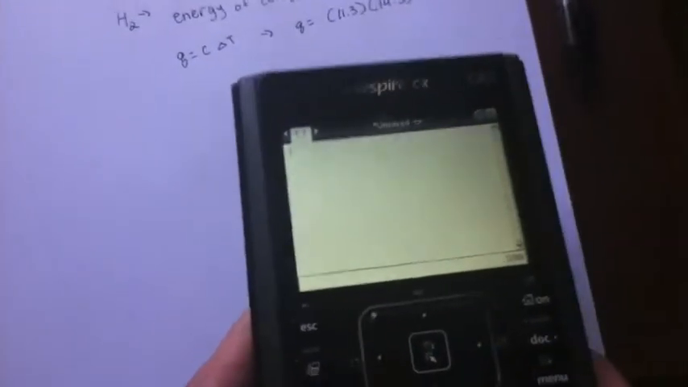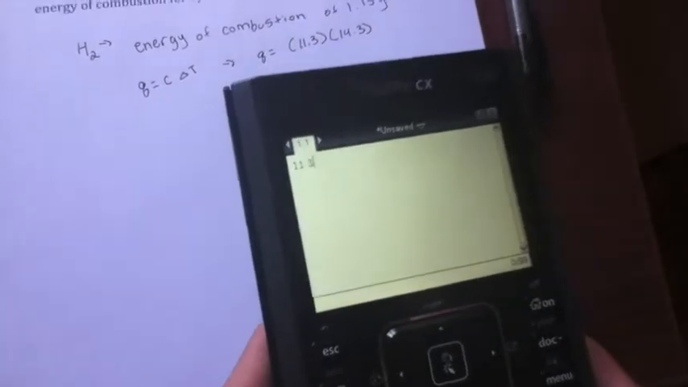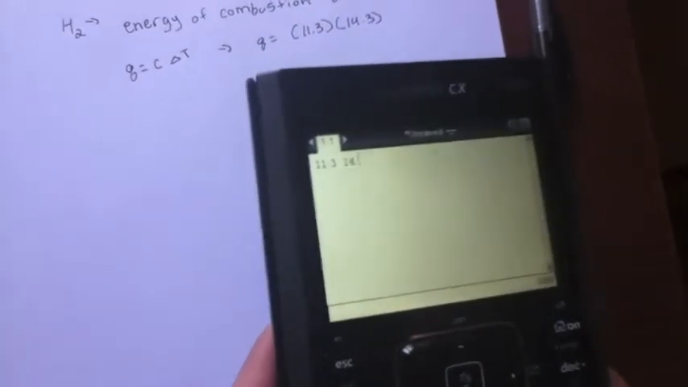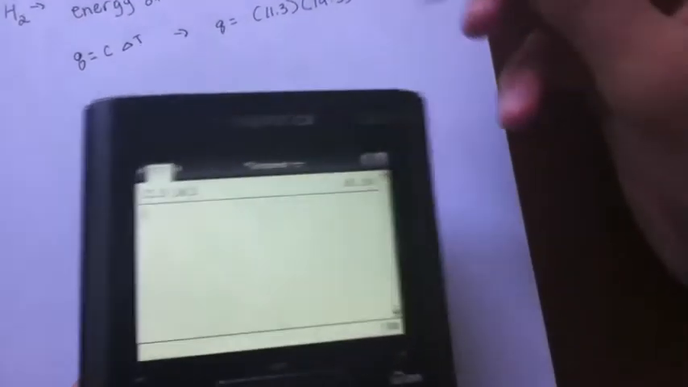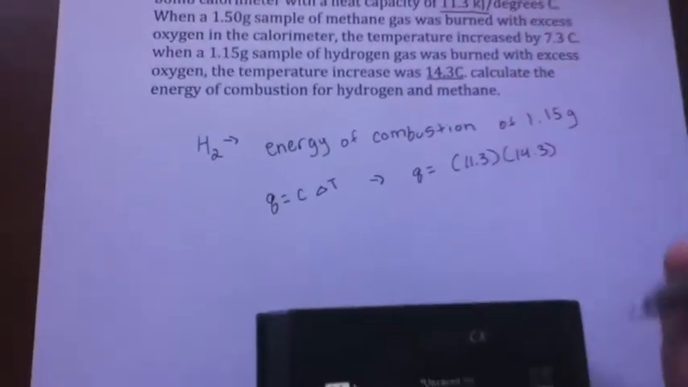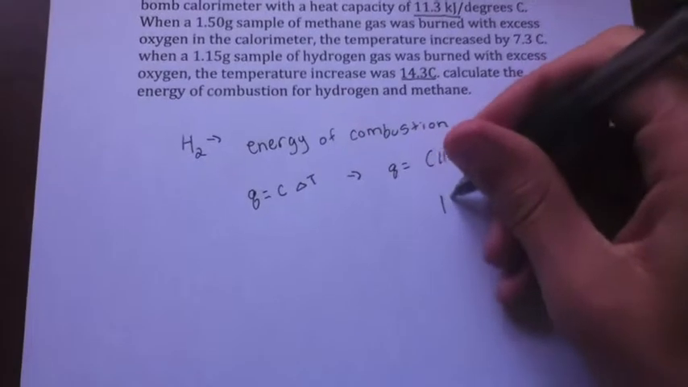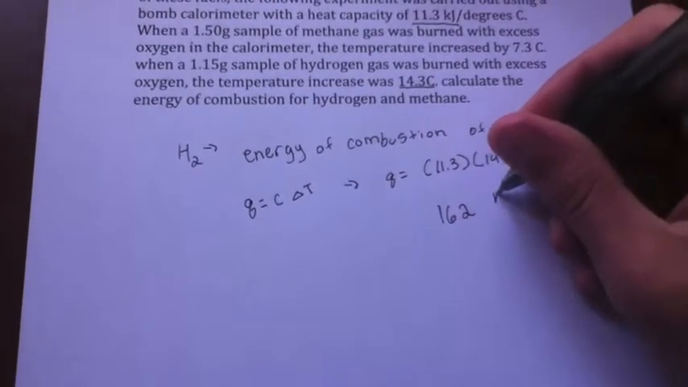So now we're going to plug this into our handy dandy calculator, CX Inspire CAS. 11.3 times 14.3 gets 161.59. But wait, there's 3 sig figs. So we're going to have to round up to 162 kilojoules.